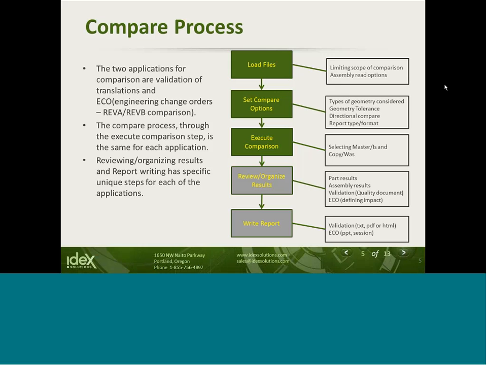When you actually have compare results, this is where the two applications that we outlined earlier start to split apart. The compare process is exactly the same whether you're doing validation of translation or engineering change order management, but the two applications differ in how the information is reported. For validating translations, the output of your compare process is usually a quality document that provides traceability back to the fact that you did the comparison. Whereas if you're doing engineering change order or Rev A, Rev B comparison, you're looking to get an engineering change order or some sort of graphical document that describes engineering changes in your data. So that's an outline of the compare process.